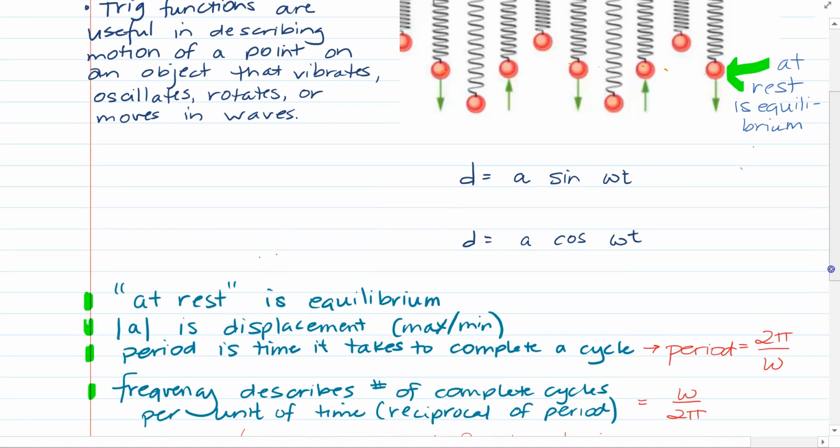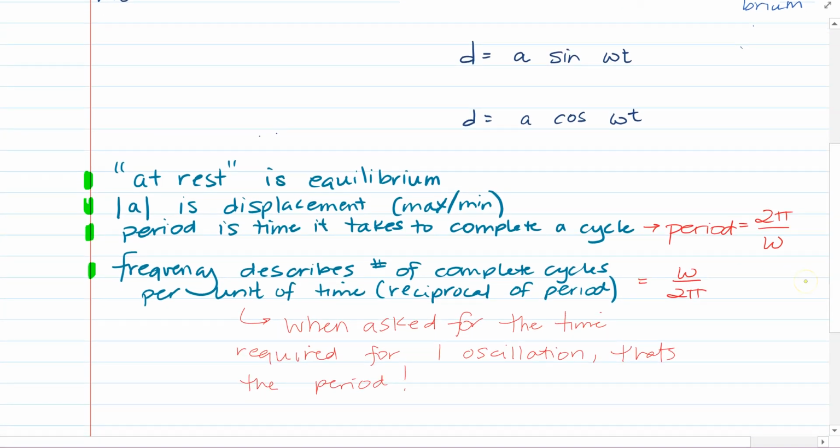So here are the equations I need you to write down. It can be described in two ways. One is D is equal to A sine of omega t. You can say W or omega t. And then D is equal to A cosine omega t. Now the at rest is the equilibrium, which we're going to call midline. So I should put that down. That's midline.